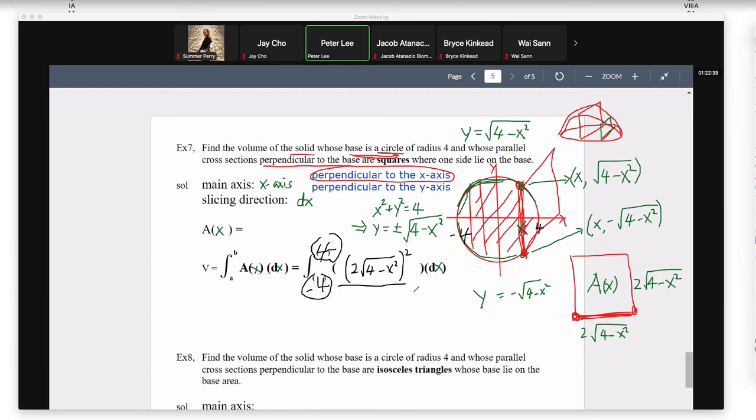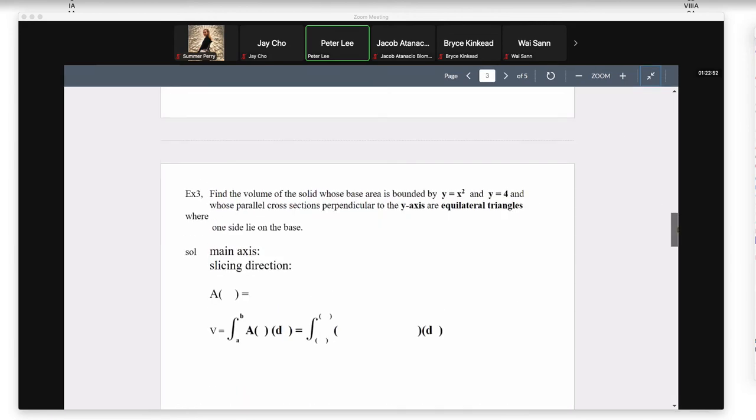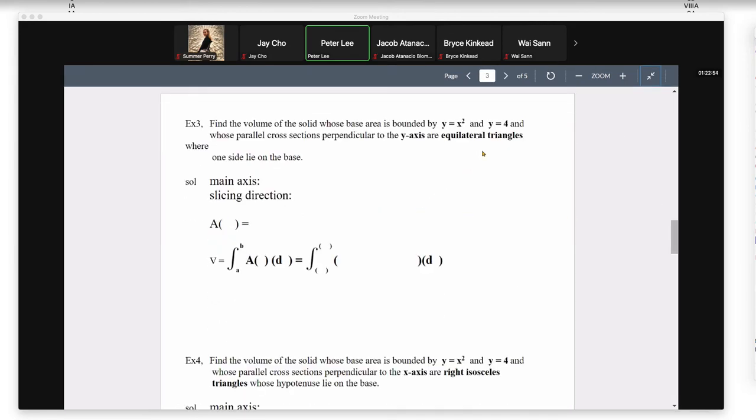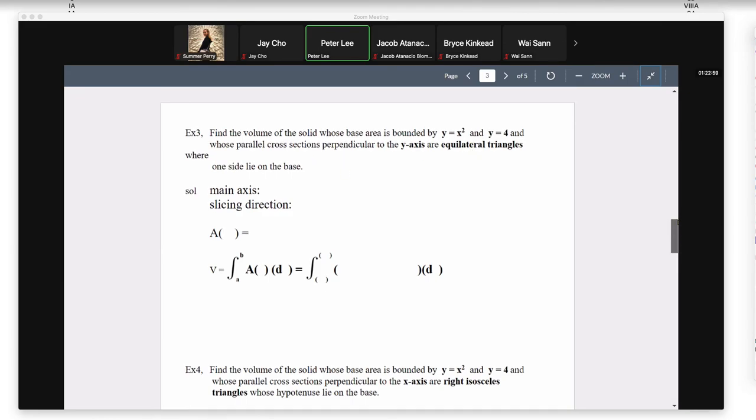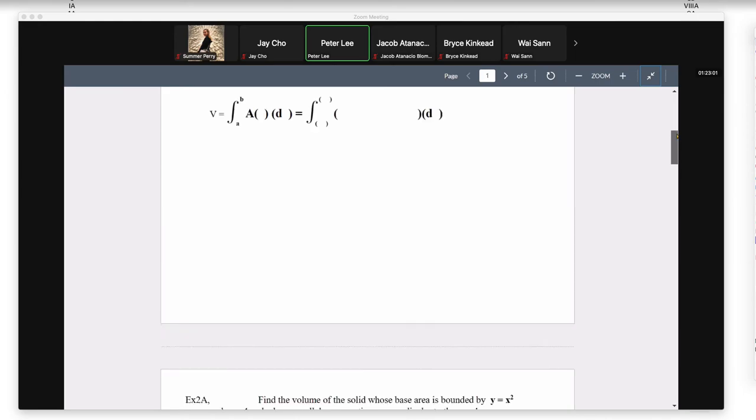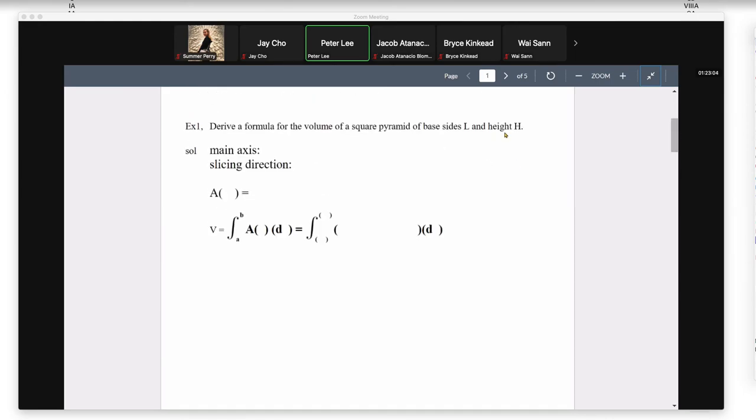Okay, let me not do example 1 since we don't have that much time. The pyramid... Let me save this and then clear this. Let me go back to our pyramid here. Well, no, example 1. Let me talk about example 1. Example 1 is L and H here. I'm sorry, I don't have too much time. Let me skip the pyramid.